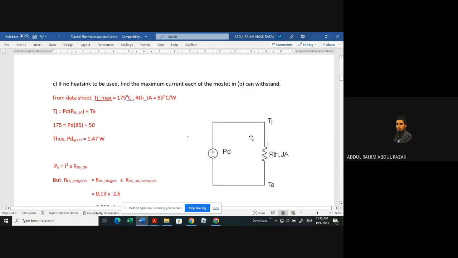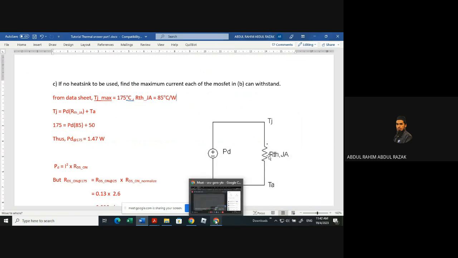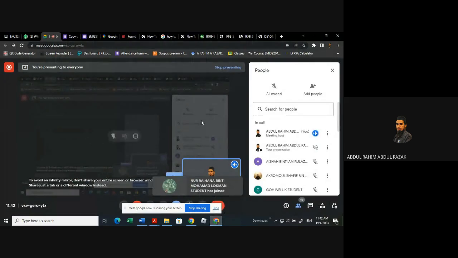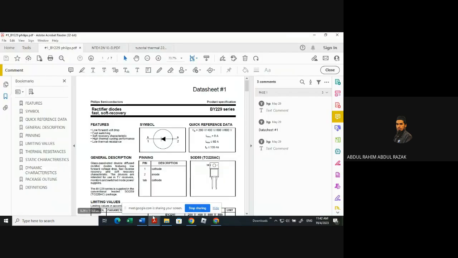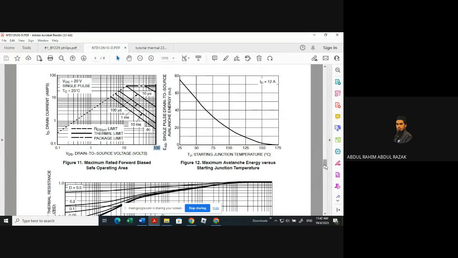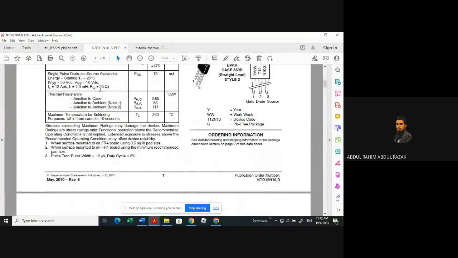And so if no heatsink is utilized, how much? As I told you before, without heatsink the device only comes with one element of resistance, which is from junction to ambient. As you can see from your data sheet, there are 2 parameters here, R thermal JA and R thermal JC. JA means from junction to ambient. JC means your thermal resistance from junction to your case. Junction to ambient is applied whereby there is no heatsink.